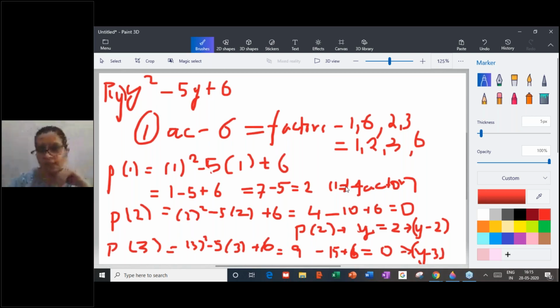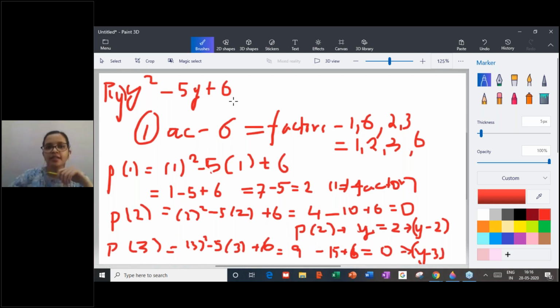Correct? Doubt. Neki has a doubt. Yes, Neki. Tell me. So we have to write y is equal to 2 and y is equal to 3. Yes. So how can y be equal to 2 and 3? Okay, so this is a quadratic equation, right? It will have two zeros. So in the end, we have to split 5 using 2 and 3?